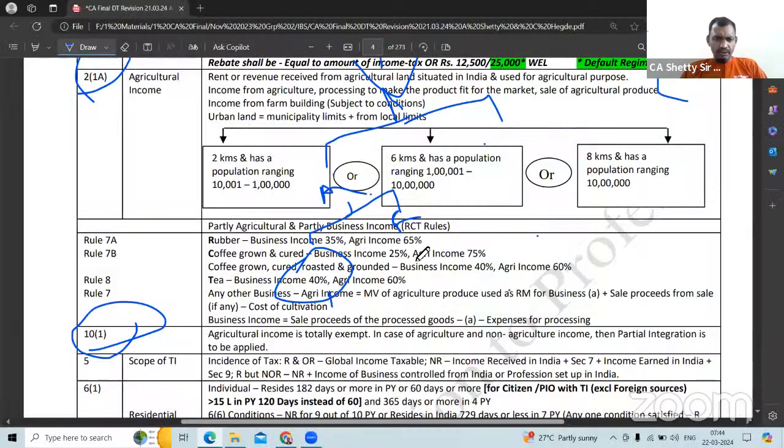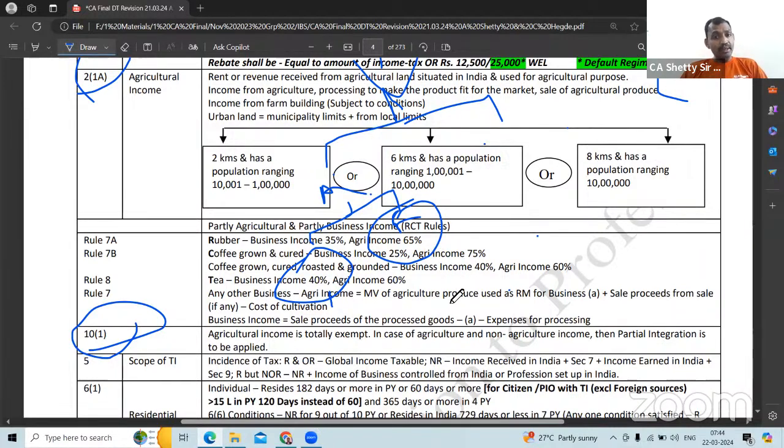I think this chart, this right side, are you reading it, Rahul ji? Which one, sir? Farm building. No, that is outside India, sir. No, farm building. Farm building is agricultural income if and only if it is subject to local land revenue tax or situated in a non-urban area.